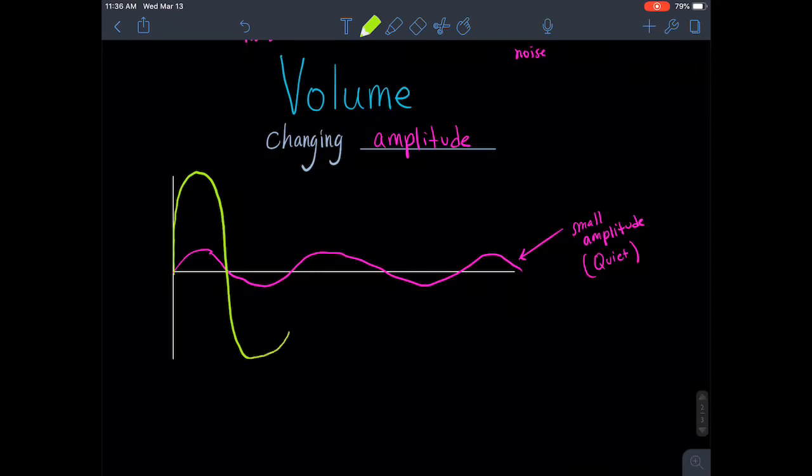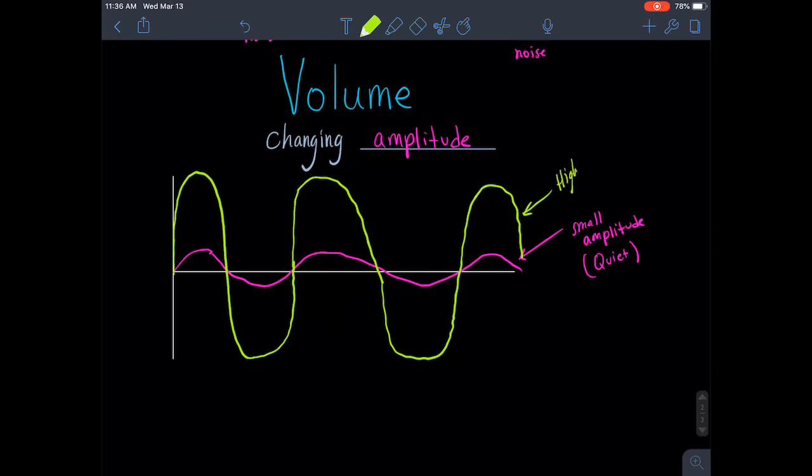Now please note that I'm not changing the wavelength. The length of the wave from crest to crest is about the same. It's just the height that the wave is traveling. So now we have, in the green here, what we'll call a high amplitude. And this is a loud noise. There you go. If you change the amplitude, you're going to end up changing the volume.